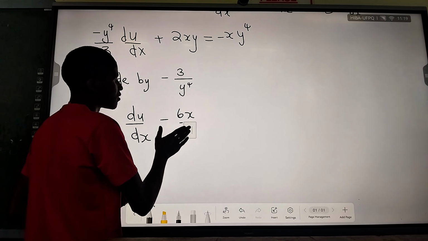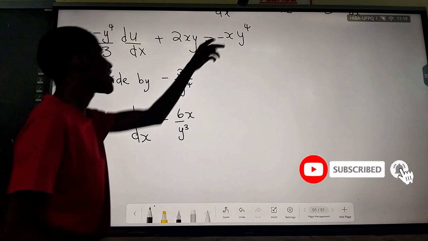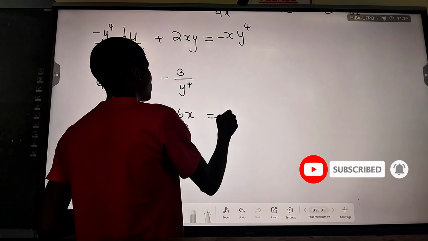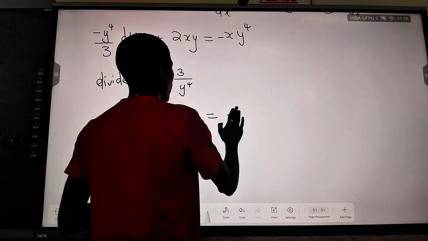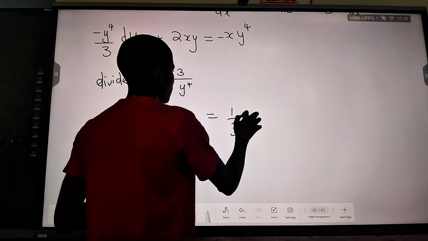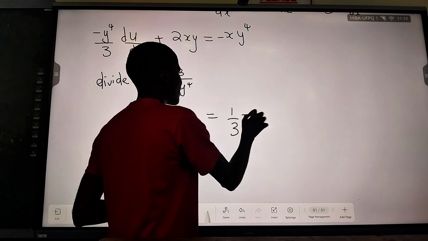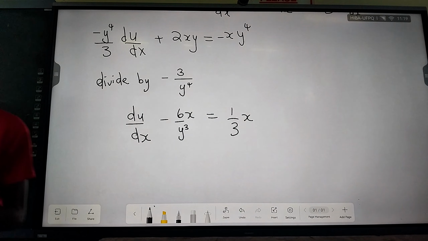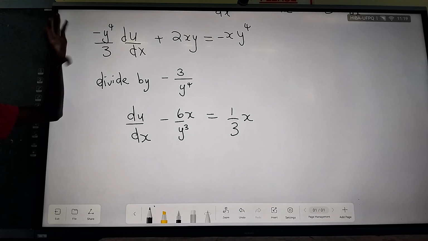over y cubed. On the other side, one over 3x. So 1 over 3x. Now, since we are dividing by a term in y, we are making it a linear equation.